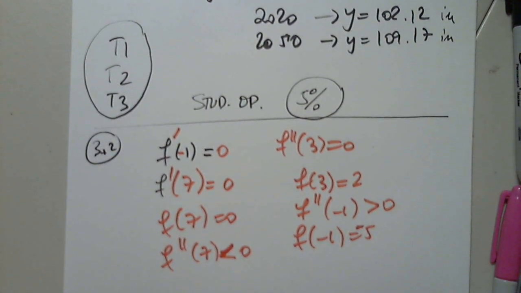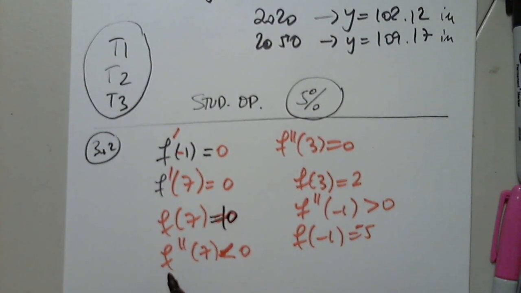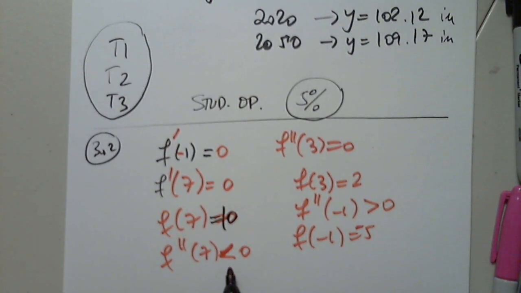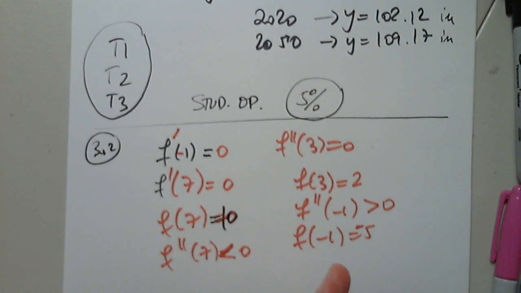Sorry. That's okay. No worries. And then, yeah, F of 7 is 10, and then I have the F prime of 7 is 0. Unless you already have that. F double prime of 7 is less than 0, correct. Yes. Perfect. Is there anything else? So we have 8 conditions, correct?